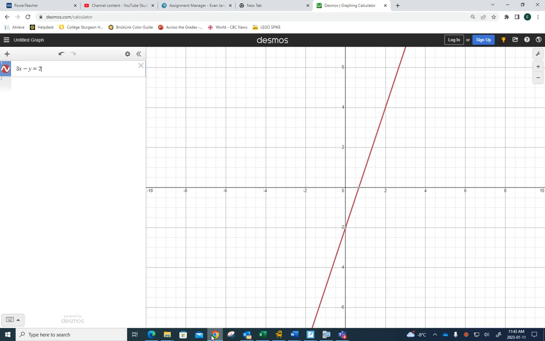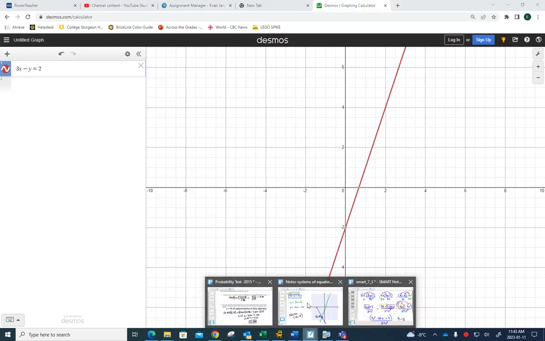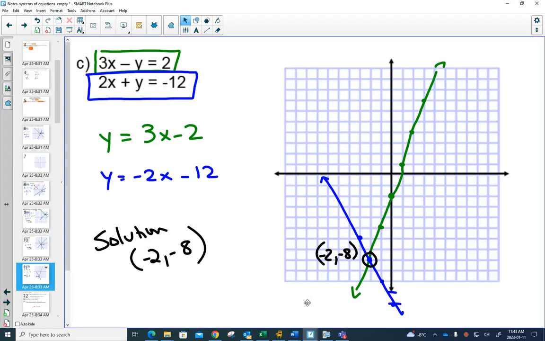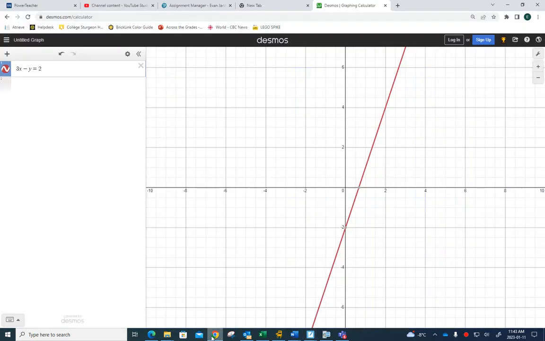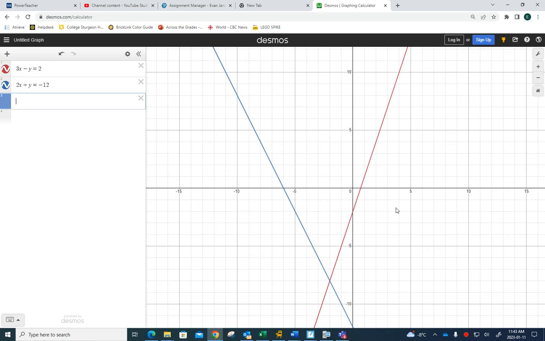The other equation that we had was 2x plus y equals negative 12. So I can write 2x plus y equals negative 12. And the nice thing is that you don't need to have a special negative sign. The computer knows when you want to use a negative and when you want to use a positive. So then I write that equation, and you can scroll in and out.